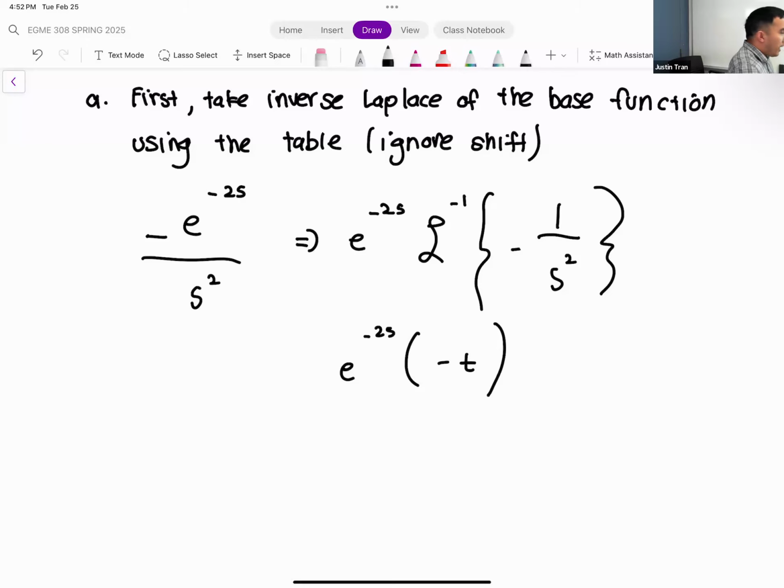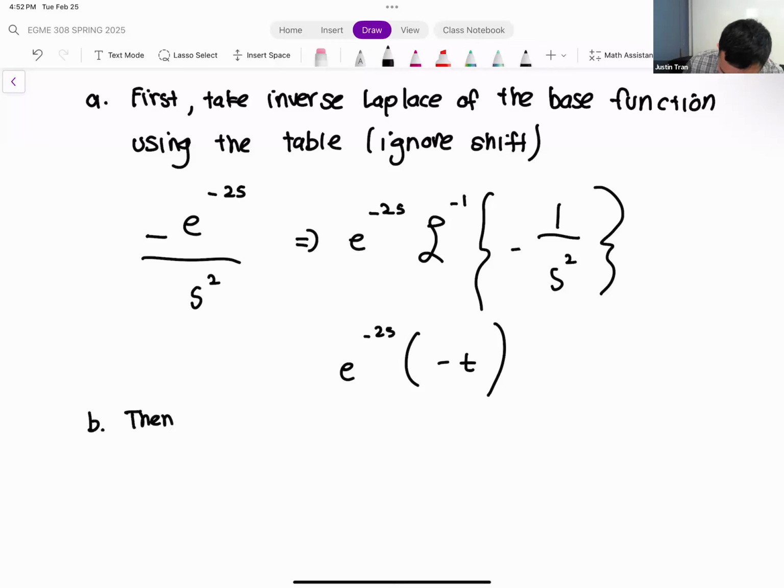Right. Then once you have the inverse Laplace transform of the base function, you can apply the shift to it. And applying the shift takes 2 steps. First, every time you see t, you replace it with the shifted t. So in this case, it's going to be t minus 2. And you have to multiply it by the corresponding step function. Okay. So this is step B.